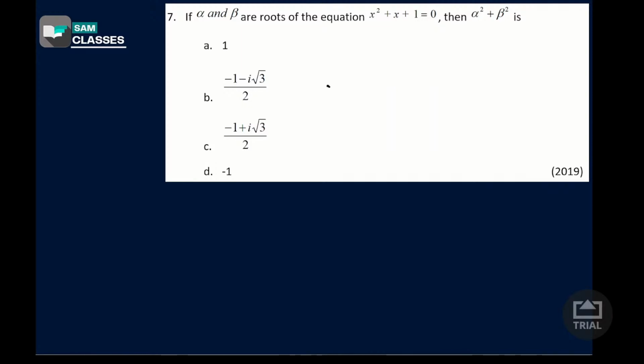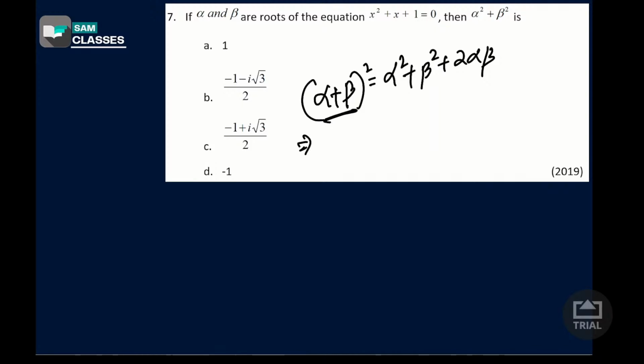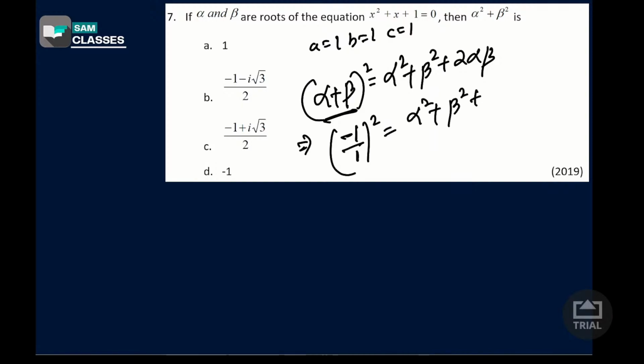See, first write down (alpha plus beta) whole square is what? Alpha square plus beta square plus 2 alpha beta. Alpha plus beta is what? Minus b by a. What is b here? 1. What is c here? 1. What is a here? 1. Minus b by a is what? Minus 1 by 1, square is equal to alpha square plus beta square plus 2 into alpha beta. Alpha beta is what, students? c by a. c by a is also 1. So alpha square plus beta square is equal to what? 1 minus 2. So that is equal to minus 1.